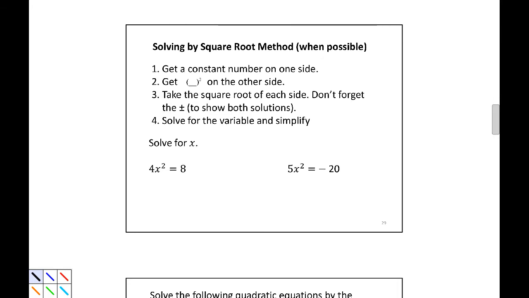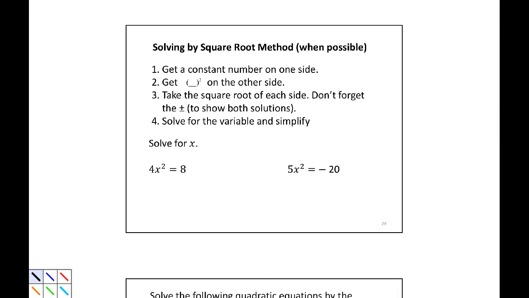So for our first example, we will isolate the x squared term. So dividing by 4, we see we have x squared equals 2. And we'll take the square root of both sides. And since we have now isolated our variable, this will be x equals plus or minus the square root of 2. Now we cannot simplify that any, so we will leave it as the square root of 2.